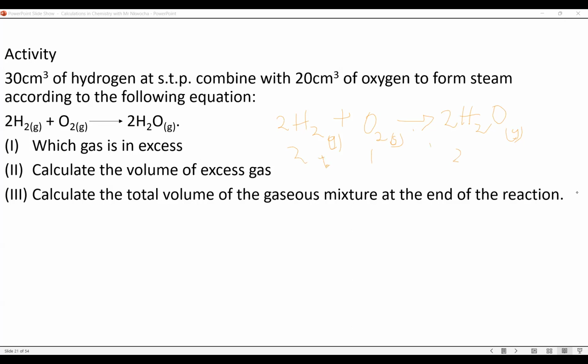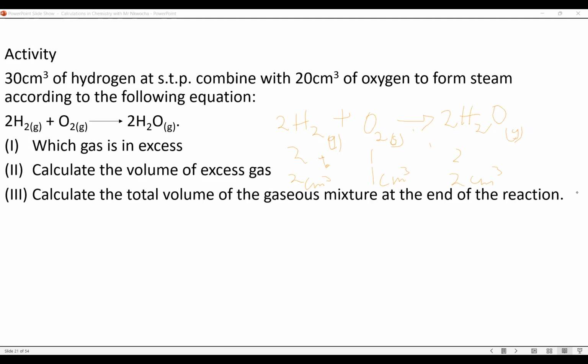So that means if I use 2 cm³ of hydrogen, I will require only 1 cm³ of oxygen, and I will also form 2 cm³ of water, because they say that when gases combine, they do so in volumes, and these volumes are in simple ratio to each other. So if I'm using 2 cm³ of hydrogen, I will need 1 cm³ of oxygen. That one is like half of it.